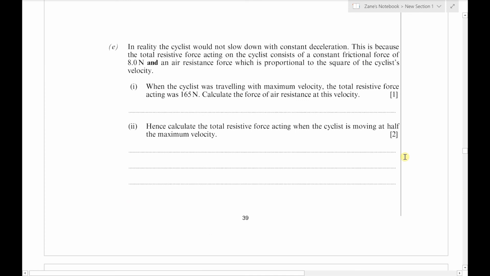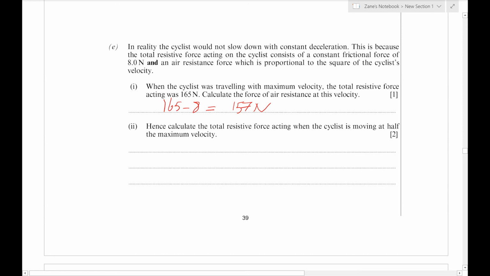The question then continues. It says, in reality, the cyclist would not slow down with constant deceleration, and this is because the total resistive force acting on the cyclist consists of a constant frictional force of 8 newtons and an air resistance force, which is proportional to the square of the cyclist's velocity. When the cyclist was travelling with maximum velocity, the total resistive force was 165 newtons, and we've got to calculate the force of air resistance at that velocity. Well, that's simply a matter of taking the 8 newtons constant frictional force away from 165, which gives us 157 newtons.